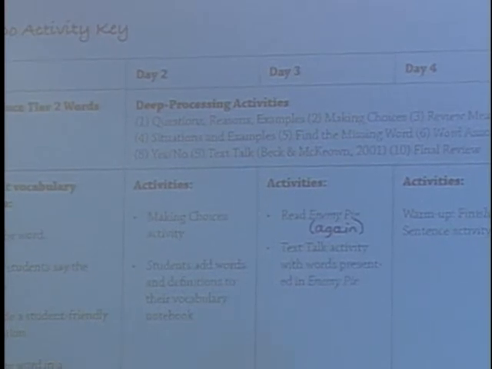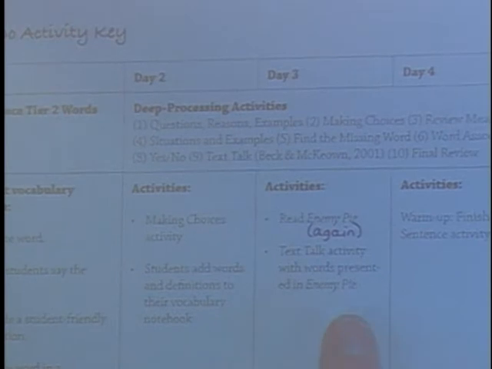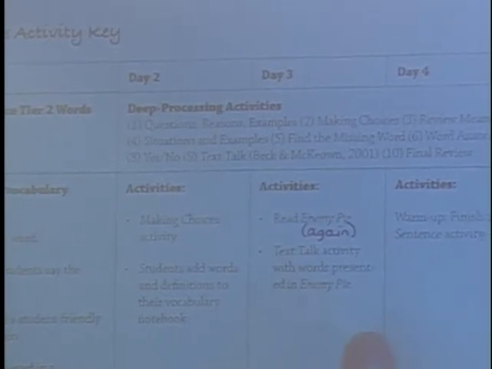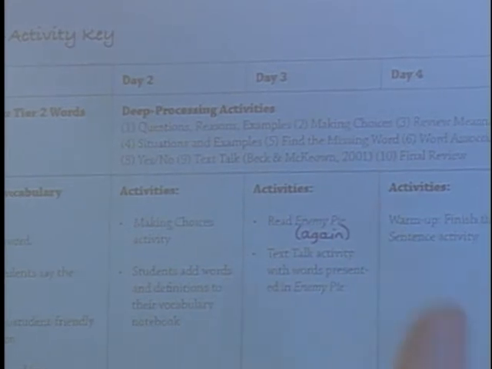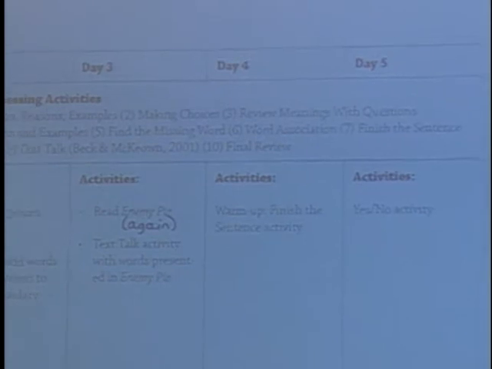Then when I get to day three, it says to read Enemy Pie, but what that really means is reread it because you've already read it. And I'm going to lead students through the text talk activity, which is in Bringing Words to Life. We didn't talk about it, but it's there. Did you see it in your handout, text talk?